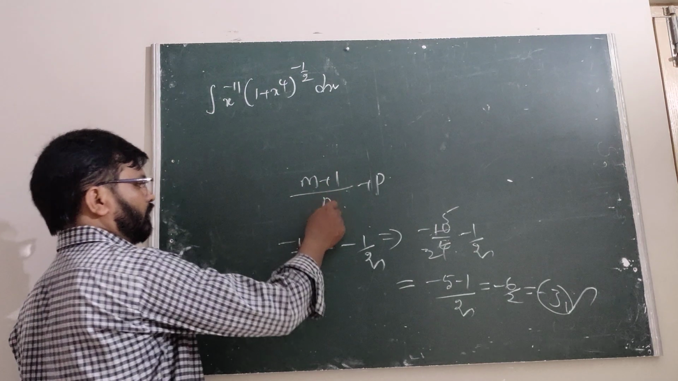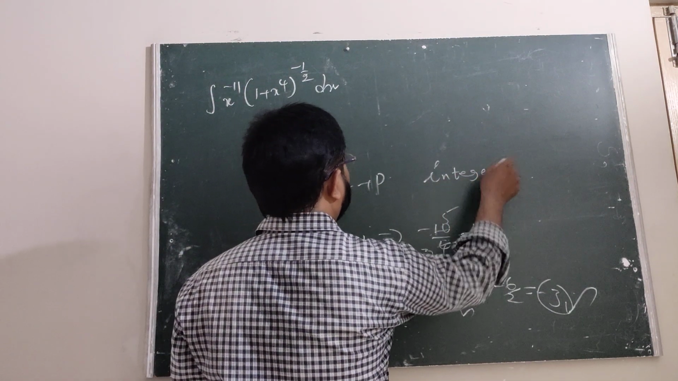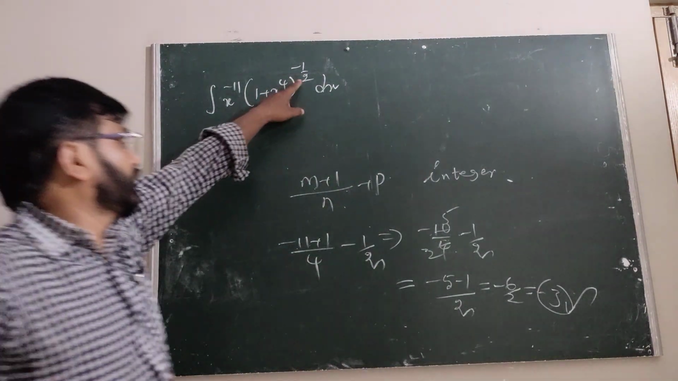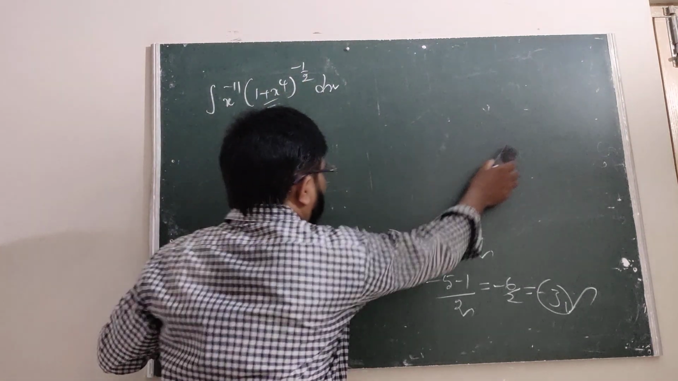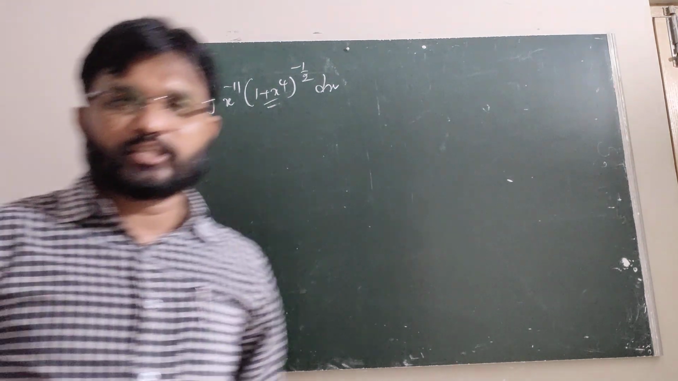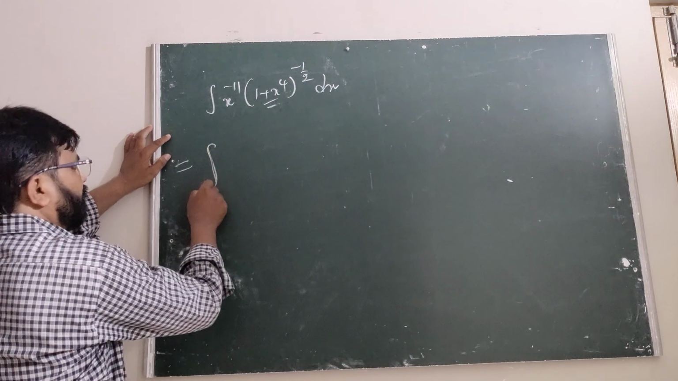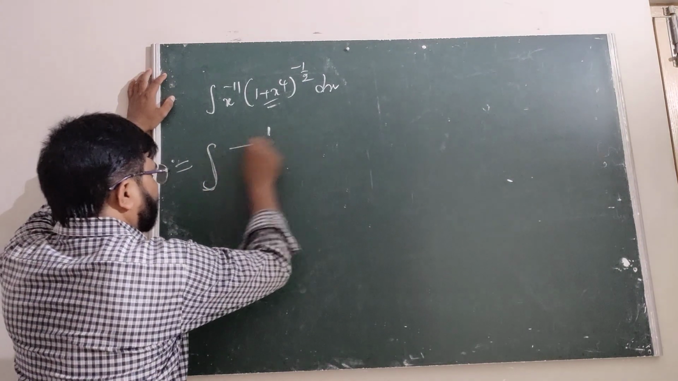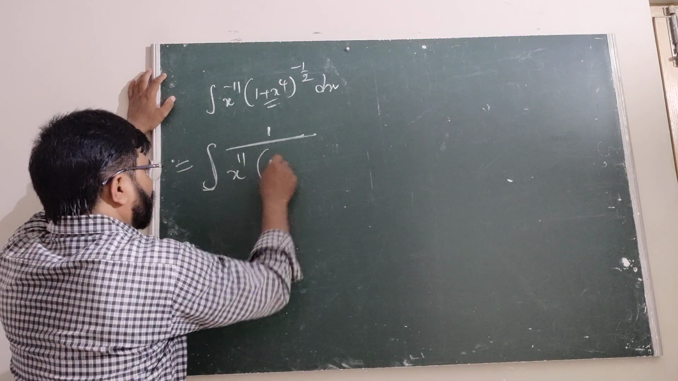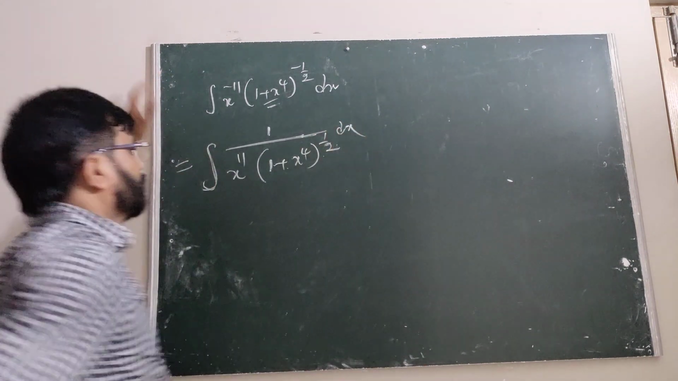When m plus 1 by n plus p is an integer, this part can be taken as some t square. Therefore, when it is in the form of m plus 1 by n plus p is an integer, undoubtedly this can be written as, all of you listen here, how to write this one. First, the negative indices can be written as the integral of x power minus 11 into 1 plus x power 4 whole power 1 by 2 dx. This is the answer.